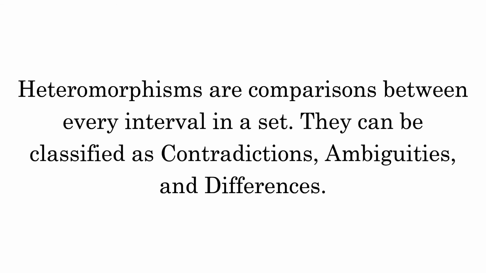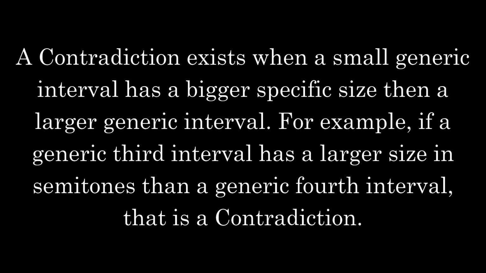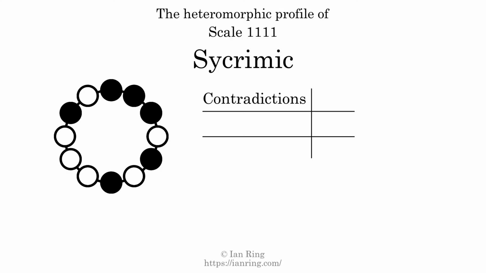Heteromorphisms are comparisons between every interval in a set. They can be classified as contradictions, ambiguities, and differences. A contradiction exists when a small generic interval has a bigger specific size than a larger generic interval. For example, if a generic third interval has a larger size in semitones than a generic fourth interval, that is a contradiction. The number of contradictions in this scale is 18.